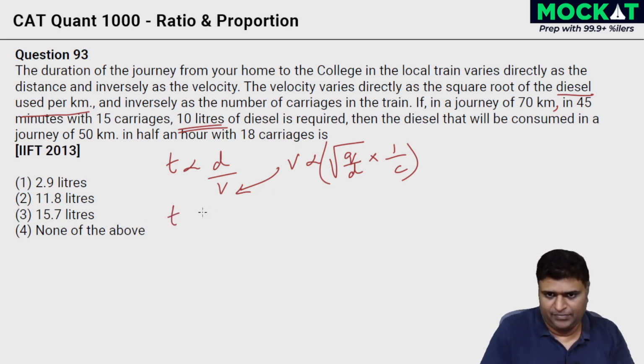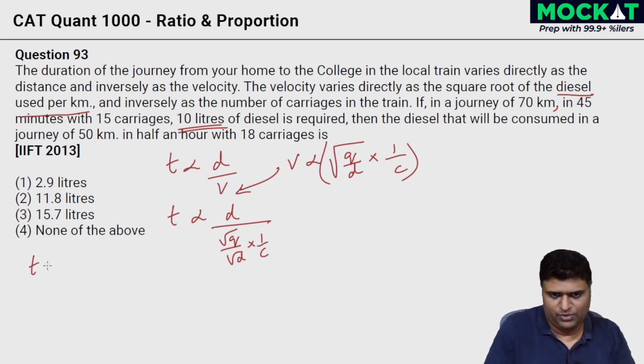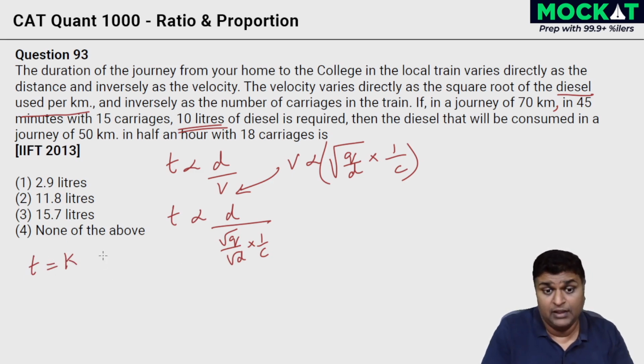So what are we going to get? T is proportional to D, divided by root Q by root D into 1 by C. And now I can remove the proportionality. I'll just write it down over here for space purpose. T equals, and I can bring in a K, I can always replace the proportionality symbol with equal to K into D divided by root Q, which is going to be sitting over here, and root D goes up, and so does C. That's it. The time taken is going to be equal to K into D root D into C by root Q.